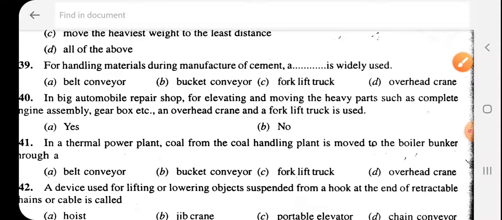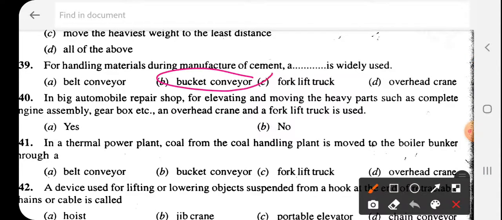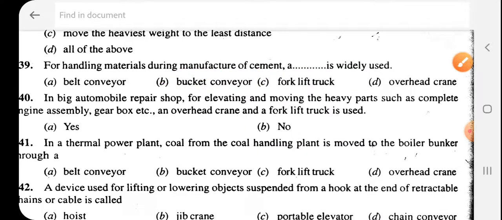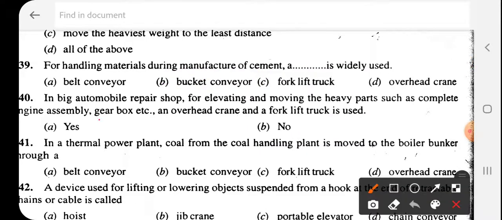For handling materials during the manufacture of cement, a dash is widely used. Belt conveyor is used for cement manufacturing. In a big automobile repair shop, for elevating and moving heavy parts such as a complete engine assembly, gearbox, etc., an overhead crane and a fork truck are used. That is the correct statement. In a thermal power plant, coal from the coal handling plant is moved to the boiler bunker through a belt conveyor. Okay, 141.